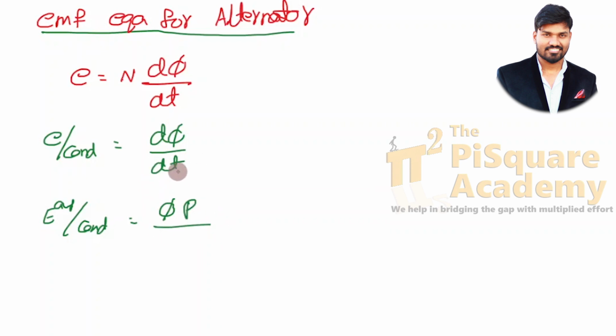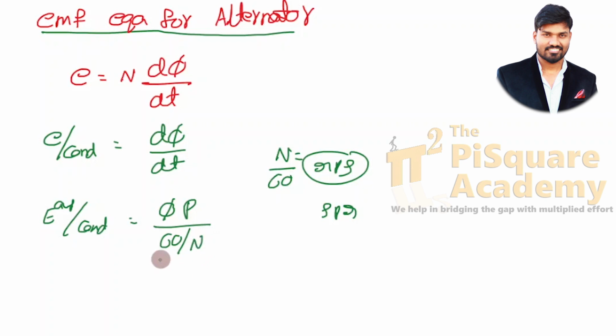What is the change in time? N is equal to rotations or revolutions per minute. I want revolutions per second, so N by 60 is revolutions per second. But I want here time. I want seconds per revolution. So reverse this: 60 by N. d phi by dt is this one. So this is the average induced EMF per conductor.